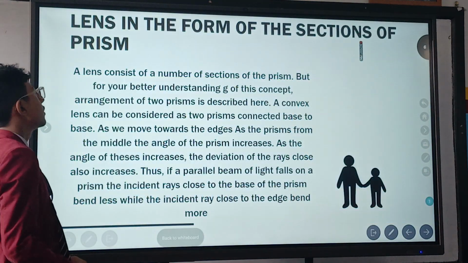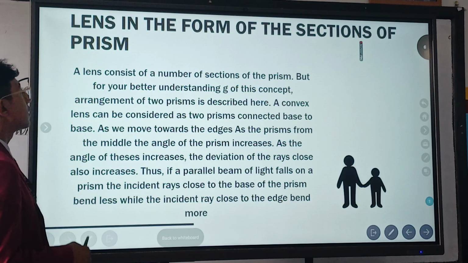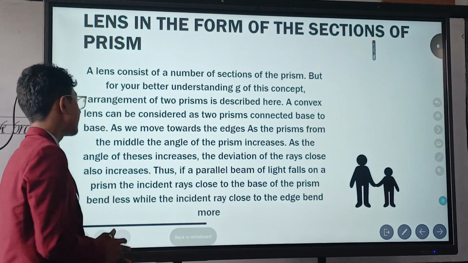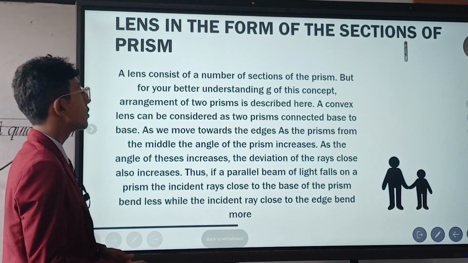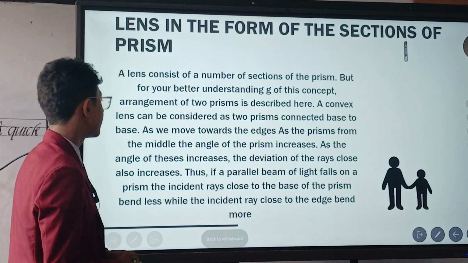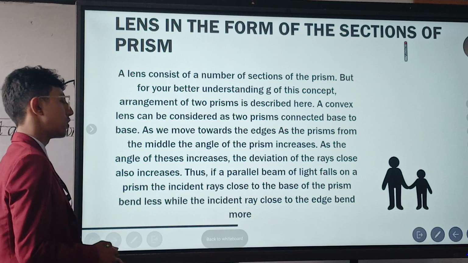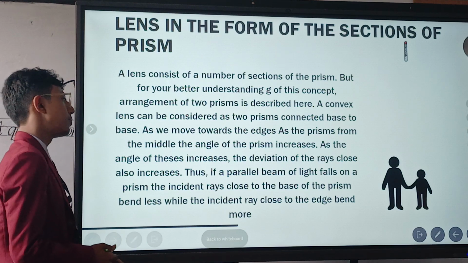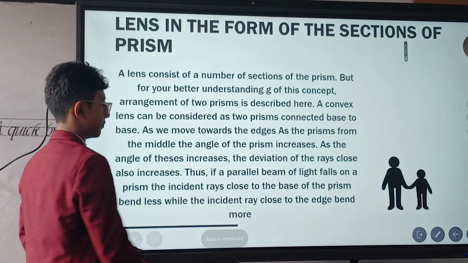In that figure, a lens consists of a number of sections of a prism, but for a better understanding of this concept, an arrangement of two prisms is described here. A convex lens can be considered as two prisms connected base to base. As we move towards the edge, the angle of the prism increases, and as the angle increases, the deviation of rays also increases. Thus, if a parallel beam of light falls on a prism, the incident rays close to the base of the prism bend less, while the incident rays close to the edge bend more.